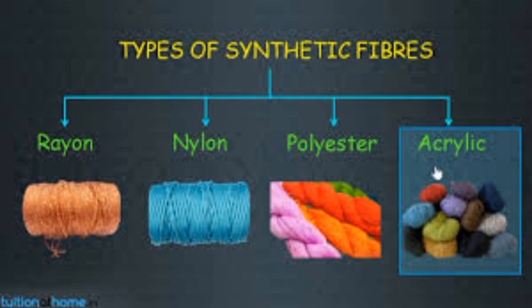You can see this is a picture of the various types of synthetic fibers. We said we have rayon, nylon, polyester, and acrylic. We have viscose rayon, we have nylon, we have polyester, we have acrylic, and we have acetate. These are examples of synthetic fibers. Now let's discuss each of them.